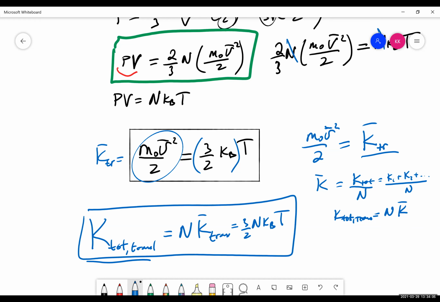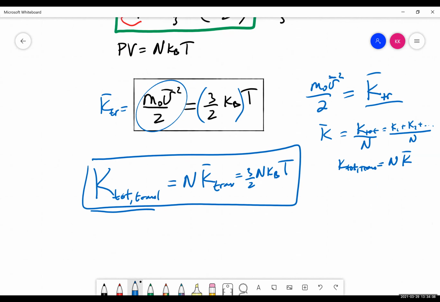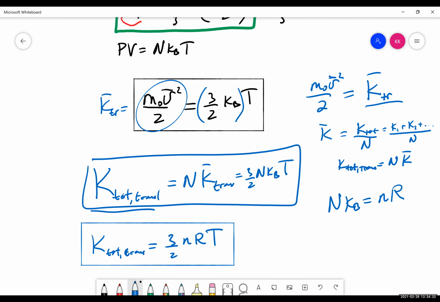Now from here, I can also say that since n k_B is also equal to nR, the total translational kinetic energy can also be written as 3/2 nRT. So these are two ways we can write the total translational kinetic energy, but in any case, it shows that kinetic energy is proportional to the temperature.